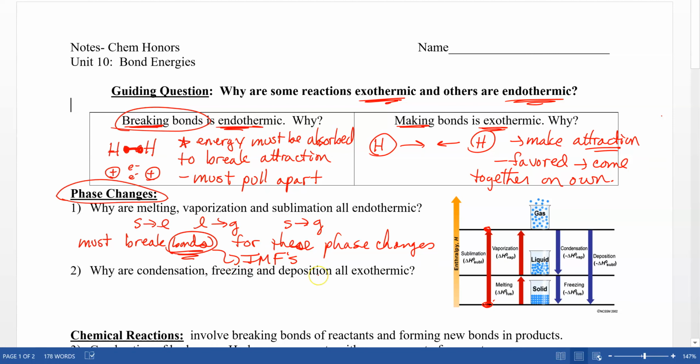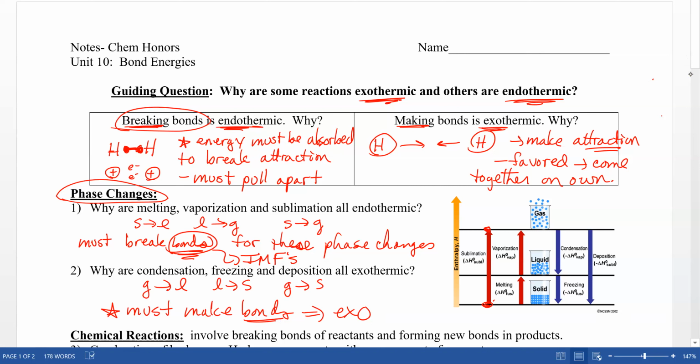So for condensation, freezing, and deposition, all of those are where you're making bonds, right? Condensation is gas to liquid. You're going to have to make attractions between your molecules as they come closer together. Freezing, liquid to solid, you're going to have to make bonds, and deposition is gas to solid. So all of these are situations where you must make bonds, and so that is going to be exothermic. Okay, and again, making the bonds, it would depend on what it is. It might be intermolecular, it might be ionic. Those are the attractions that you're going to be making.